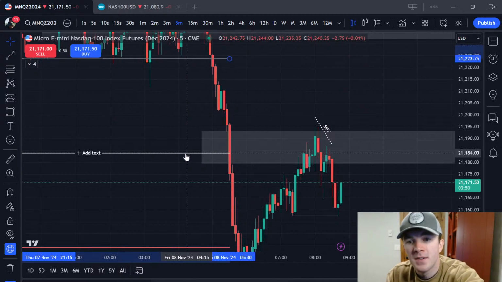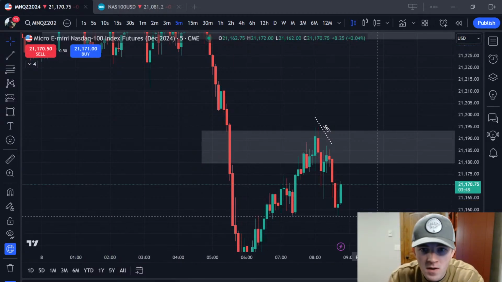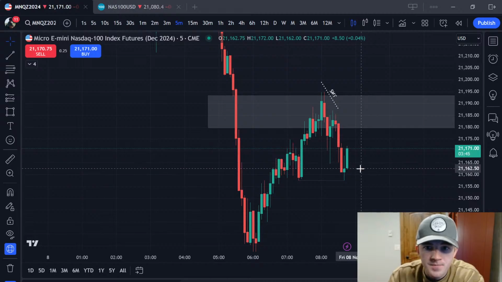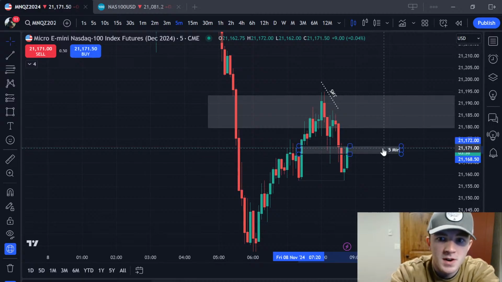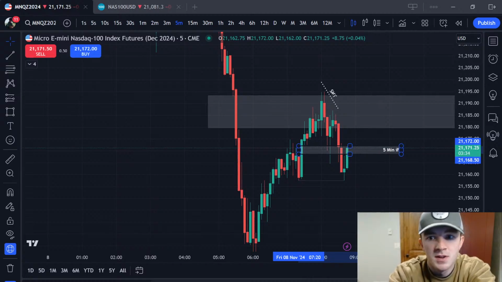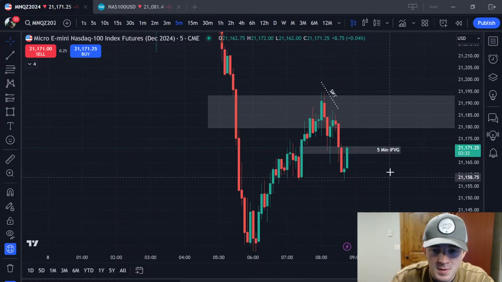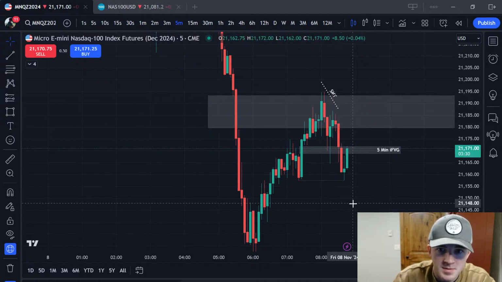Let's get rid of this for now. So you can see this 5 minute gap was inversed, which is a nice confluence for us to be bearish, right? This 5 minute gap was inversed.